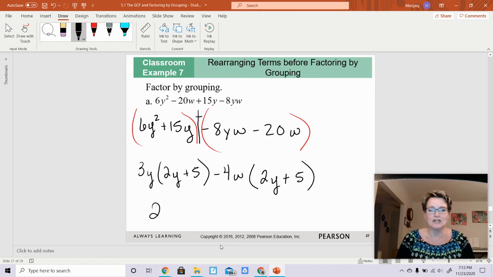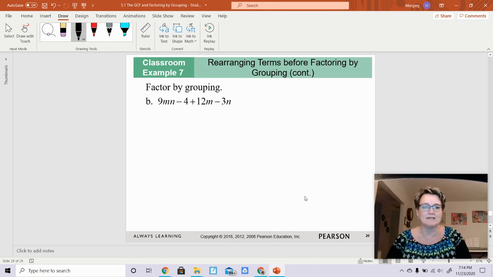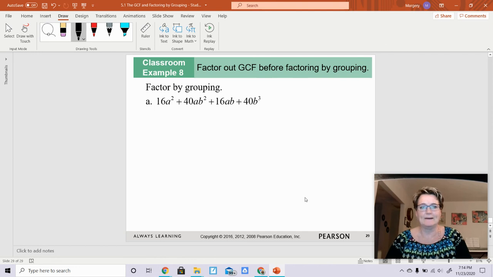Now, they both share a 2y plus 5. And if I cancel this out, I'm left with 3y. If I cancel this out, I'm left with a negative 4w. Okay, that one took a little bit of work. So sometimes you have to rearrange them. Not all the time, but sometimes. Let's go and do this one real fast before I run out of time because I'm at 16 minutes.